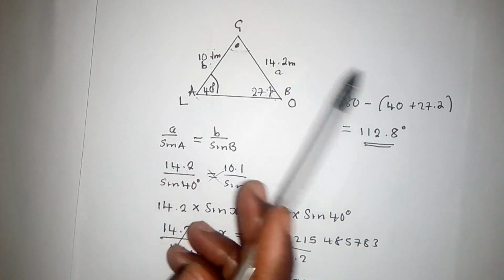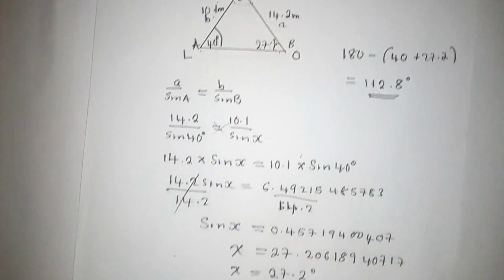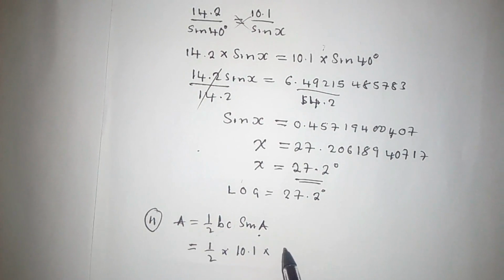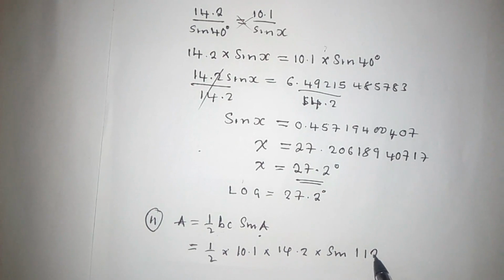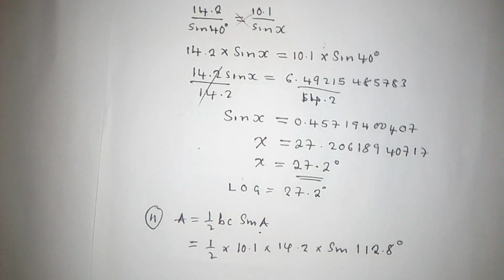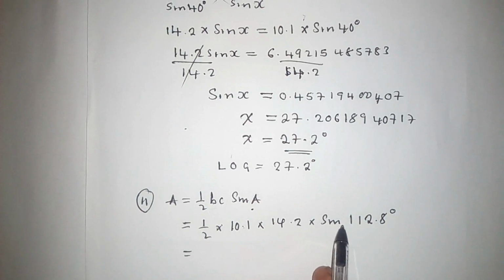And this angle we found, it's over here. It's 112.8. So it will be multiplied by 10.1, one of the sides, multiplied by 14.2, multiplied by sine of the angle we found, this one. So when we solve, our area will be equal to, we multiply everything on top here, this times this times this times this.